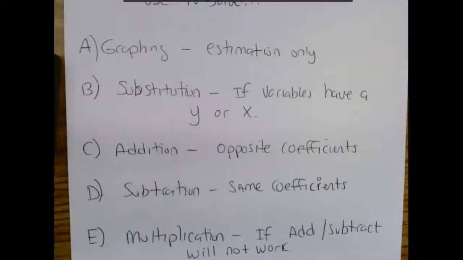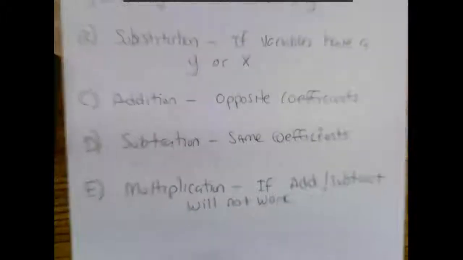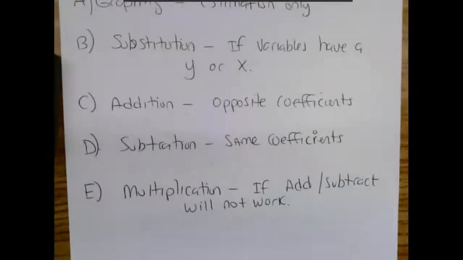Substitution is where we have x and y variables, and either x or y is equal to something. We can then plug that variable in, solve for the single variable that's left, and then plug that variable back into the equation and get the second variable. So sometimes you can use that if you have y equals something or x equals something, where it's easy to manipulate in the equation. Next we have addition and subtraction.